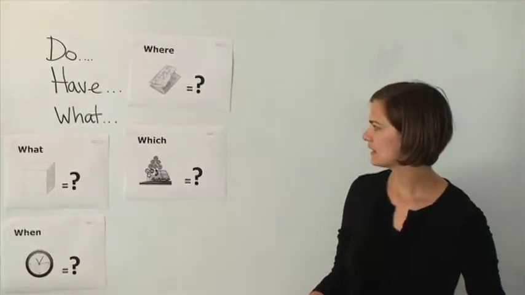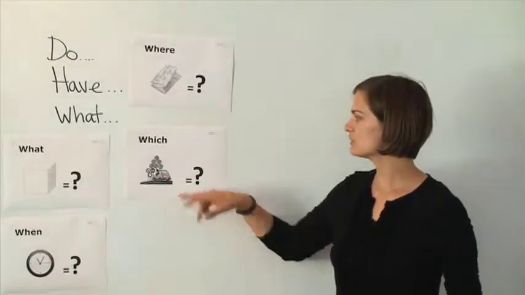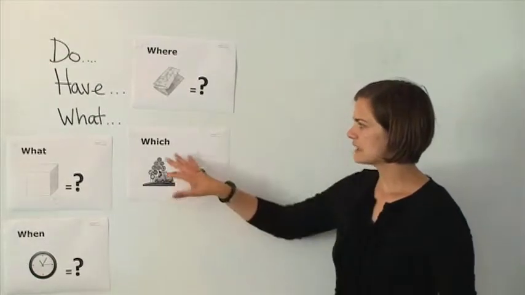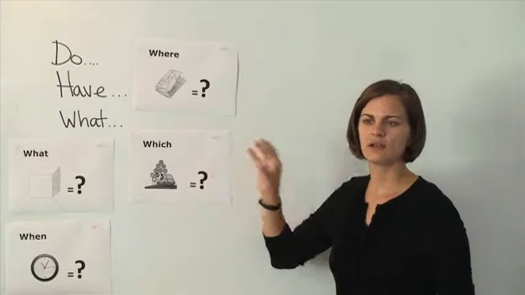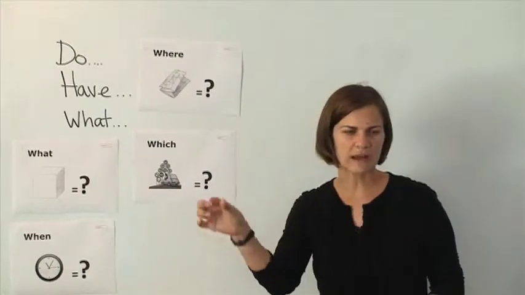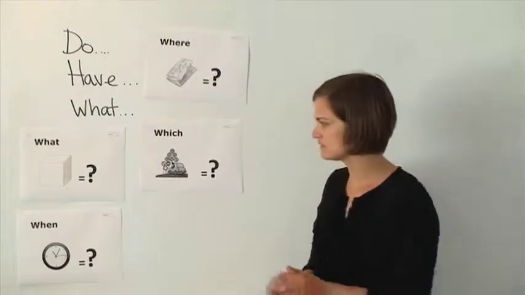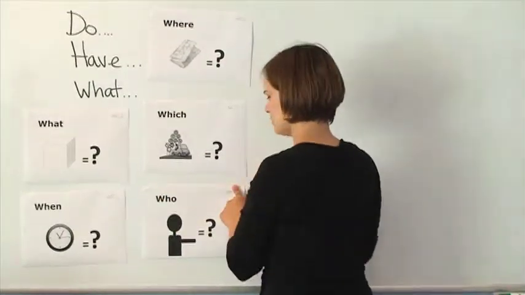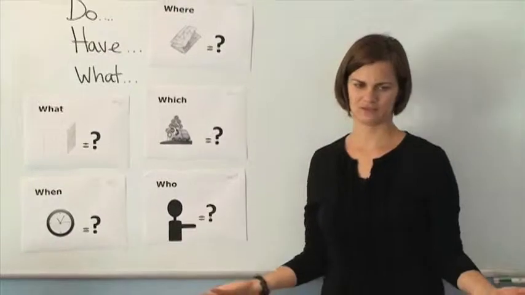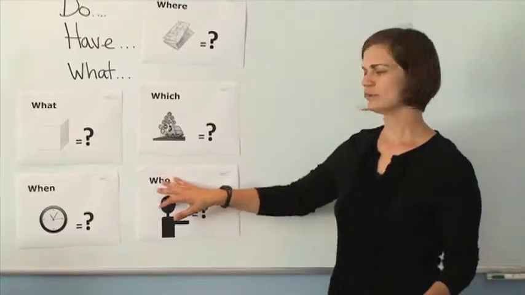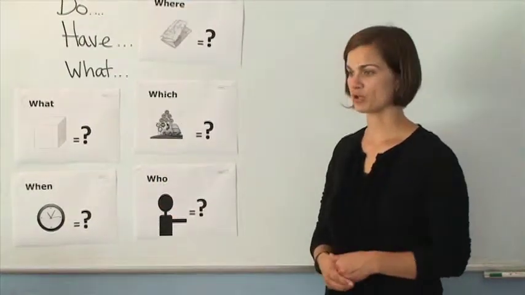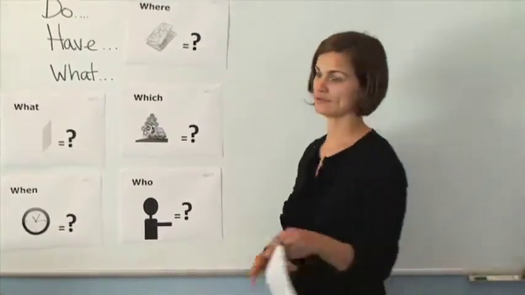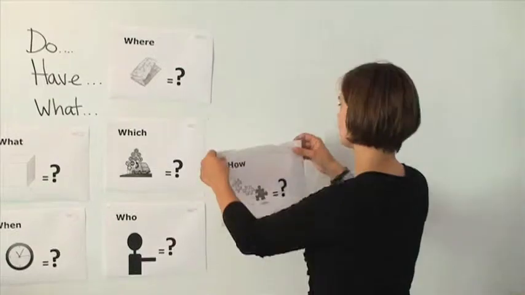Okay, next one. Which? Which road do you have to go? That's right. Which road do we have to take? Now, which is asking for a specific choice when there are many options. Okay. Oh, who is that? I don't know. Who is asking about a person, right? People. Oh, who knows? That's not a question, though. That's right. That's your answer. And one more.